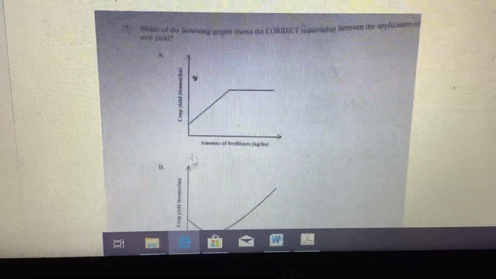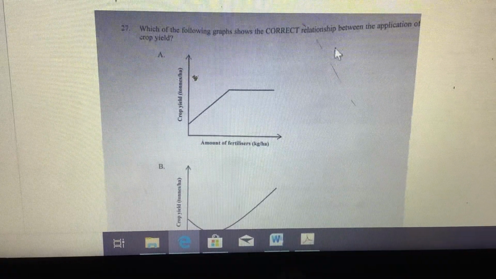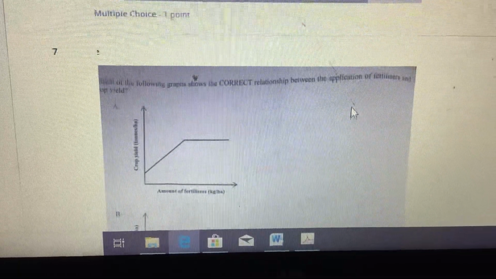Okay, for this one, do you know what diminishing marginal return is, if you have studied economics? The application of the chemical fertilizer should be in this way. Diminishing marginal return looks like this. If the application of the fertilizer is higher than the critical point, it will start to have diminishing return. The effect will become negative. So this one should be C.